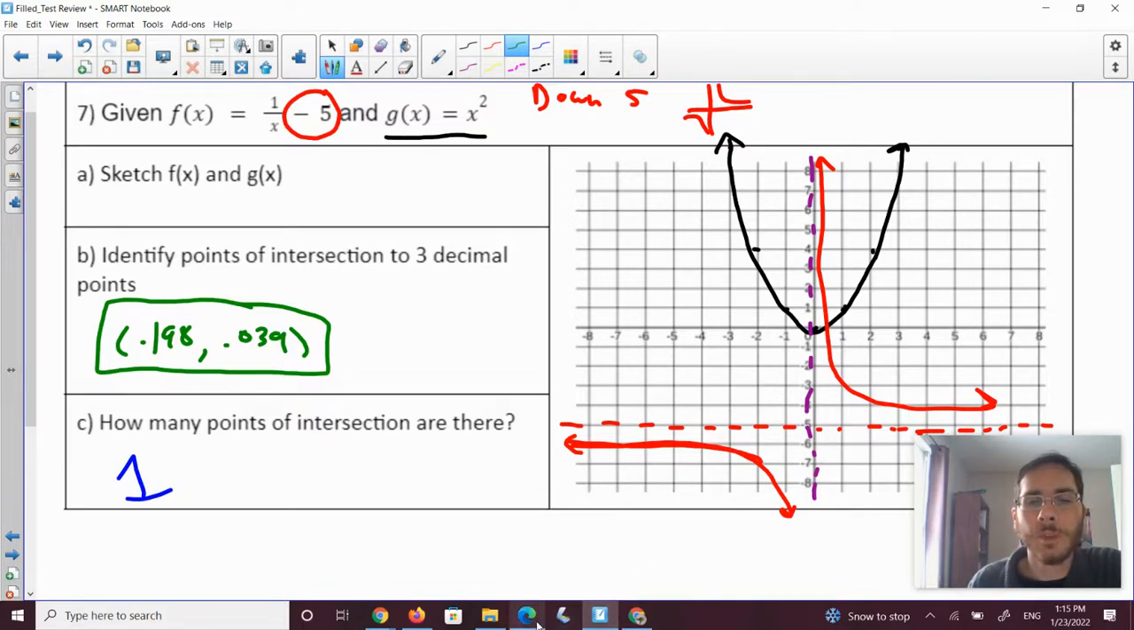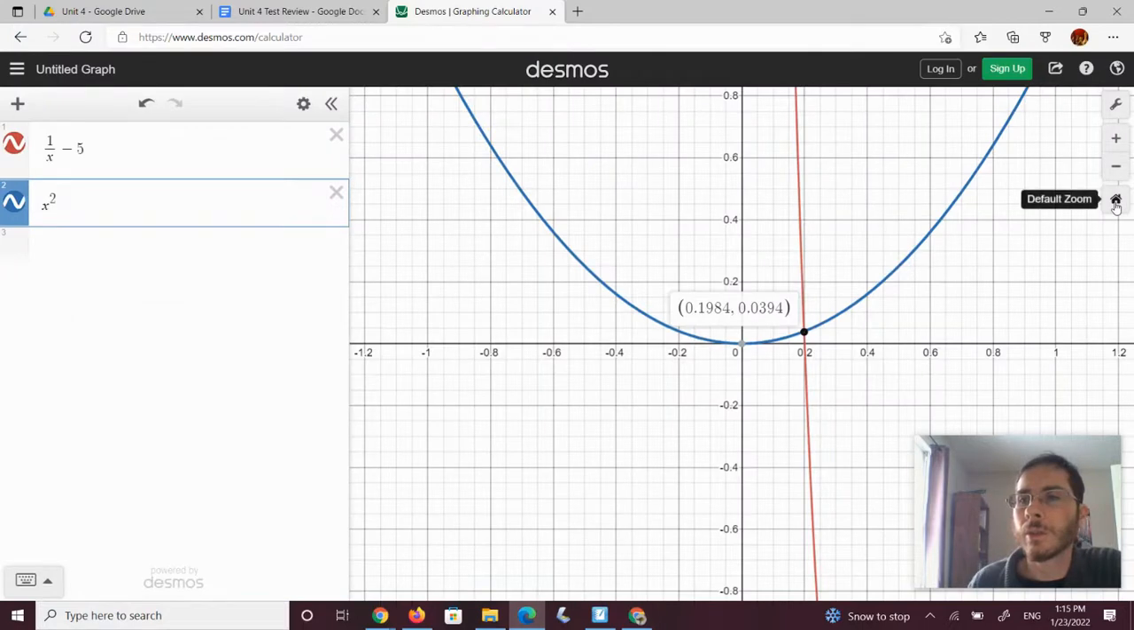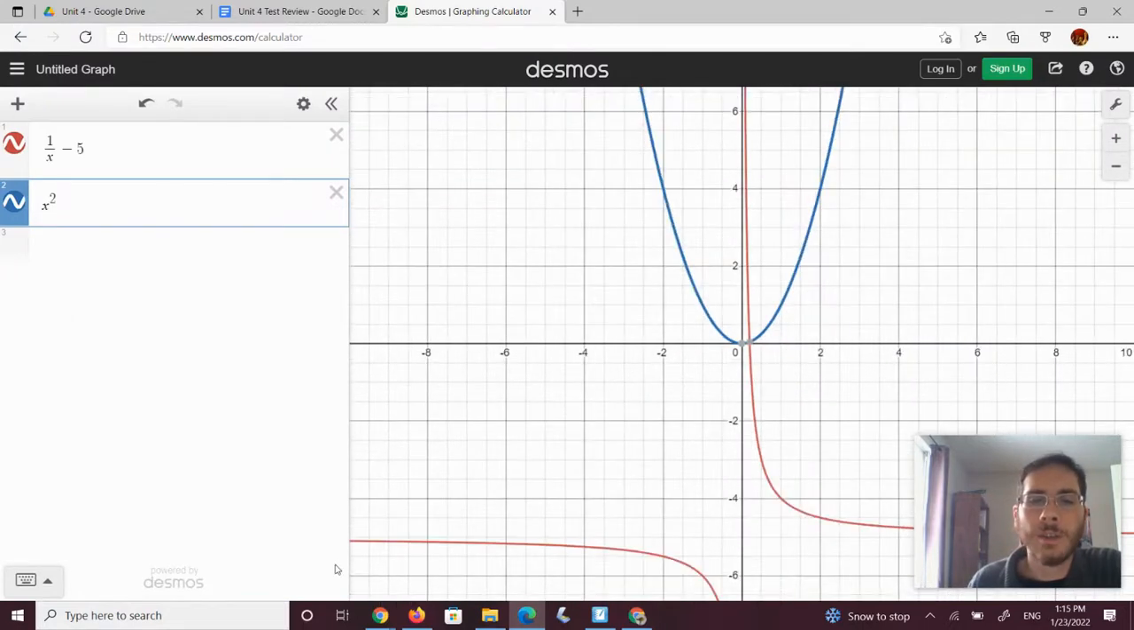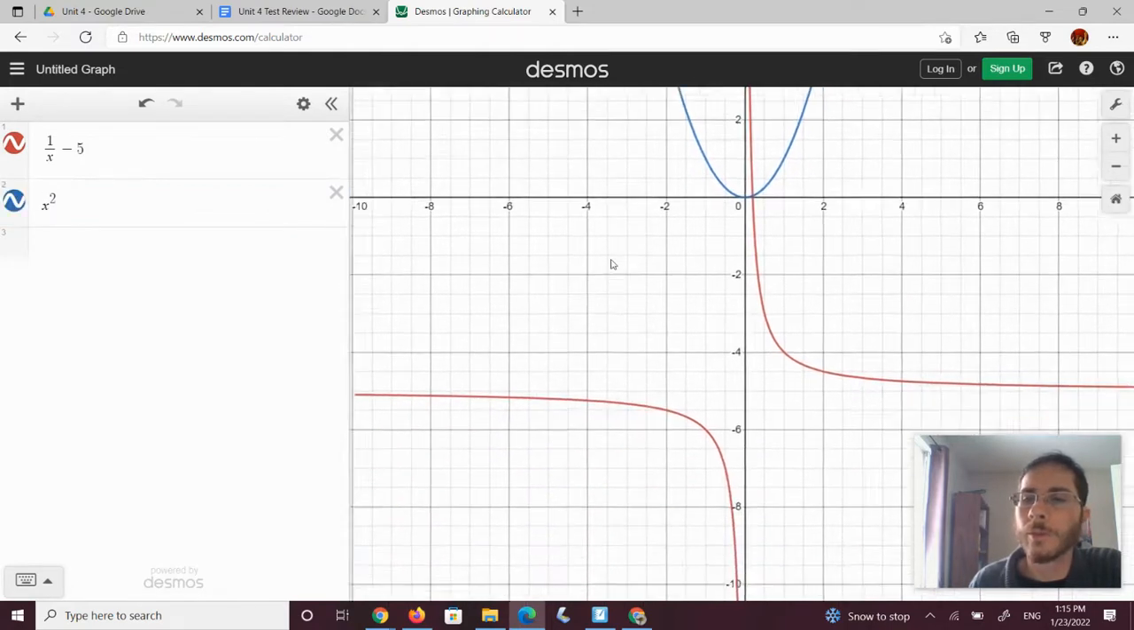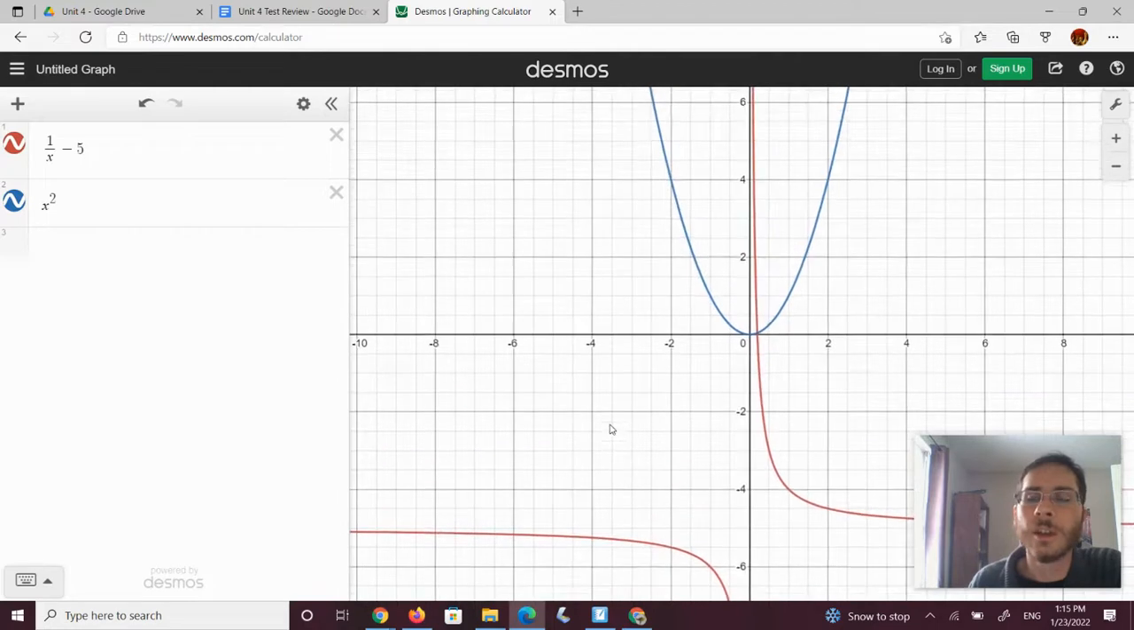Other cool thing with this, if I zoom back out, let's go home. We can see that, yeah, our horizontal asymptote is here at -5, because that looks like that's where they're both headed towards. Move that up, and they're both headed towards -5. Our vertical asymptote is right here at 0. Again, you can double check some of the other questions with the graph this way, since it does give you those asymptotes.